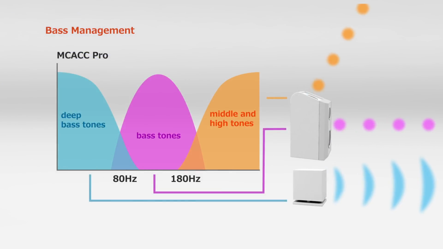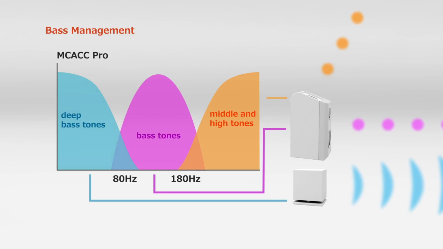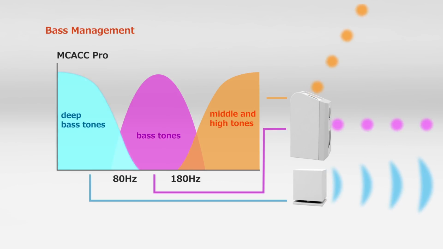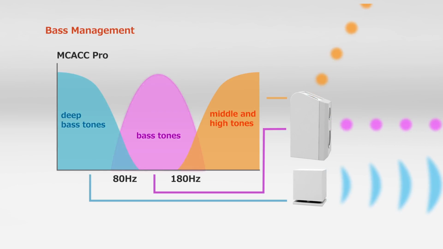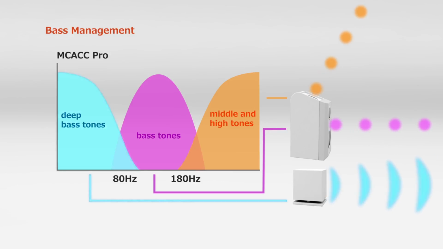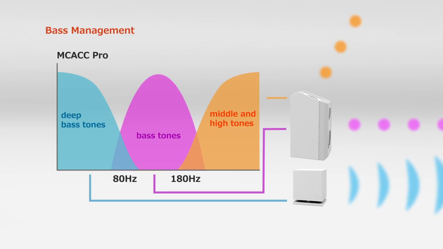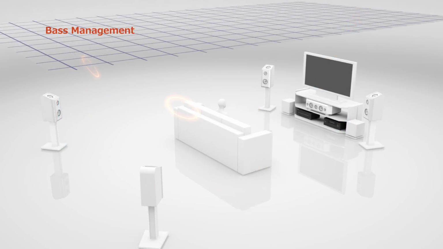MCACC Pro, on the other hand, divides the low frequency component into deep bass with weak directivity and bass with directivity, and outputs the deep bass from the subwoofer and the bass from the speaker directly below the correlating ceiling unit. By outputting the middle and high range from the same direction as the bass, the beauty of the Dolby Atmos outstanding sound localization is maximized.